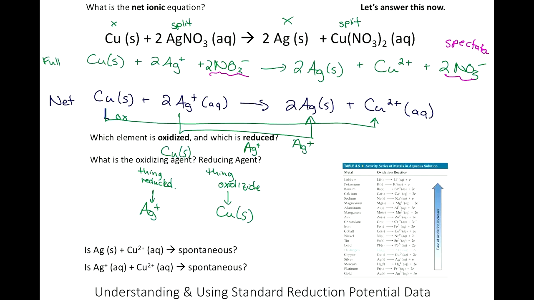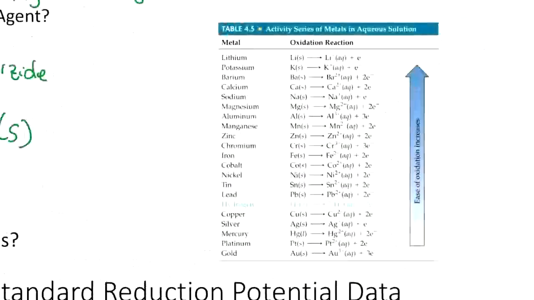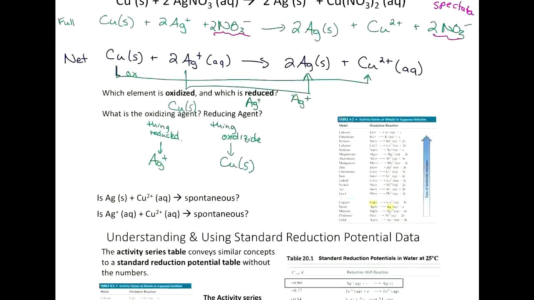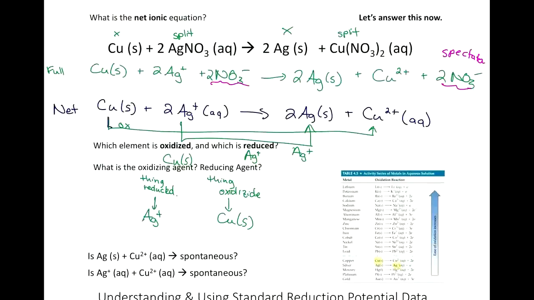You don't point to the products. Okay, so let's answer this question now using the activity series. We are mixing copper and silver plus. Locate those on this table. Copper solid and silver plus are my reactants. So yes, the metal is higher on the activity series than the cation. So as written, this equation is spontaneous.